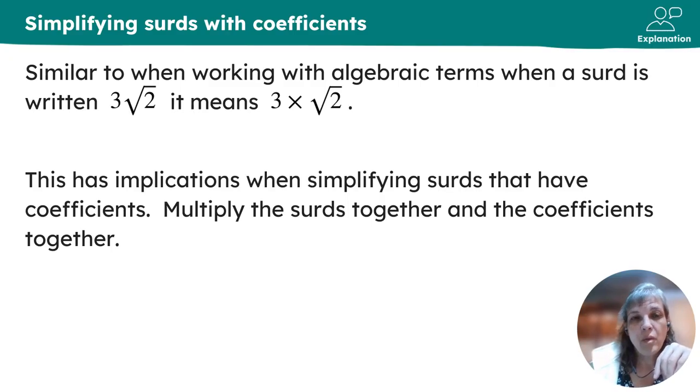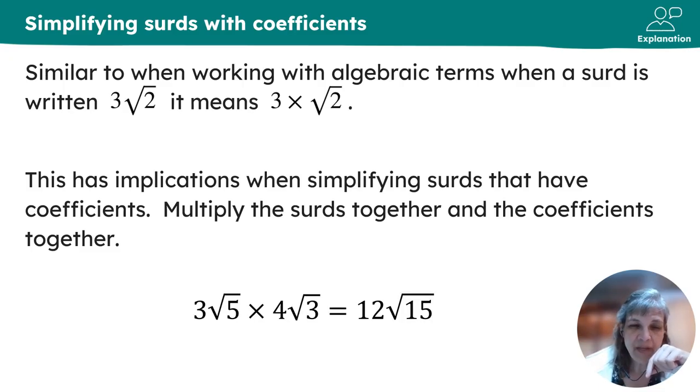So we've started to look at some that have a coefficient with them. So 3 root 2, that means 3 times root 2. So it's similar to working with algebra. It's almost like having 3a. And when you're simplifying, you need to multiply the surds together and the coefficients together and not multiply them with each other. That's basically what you need to keep straight when you're multiplying.